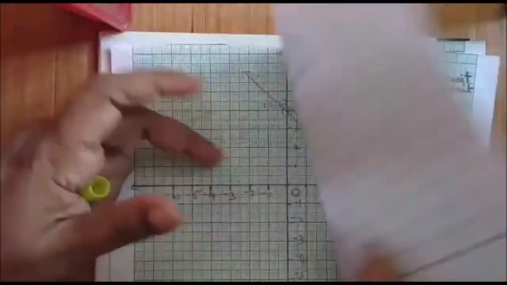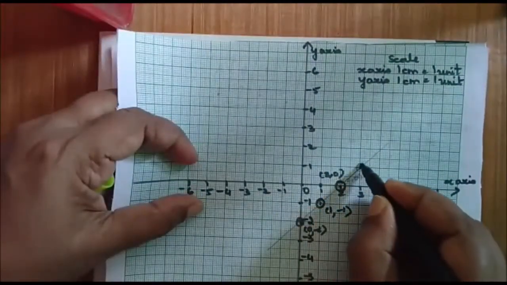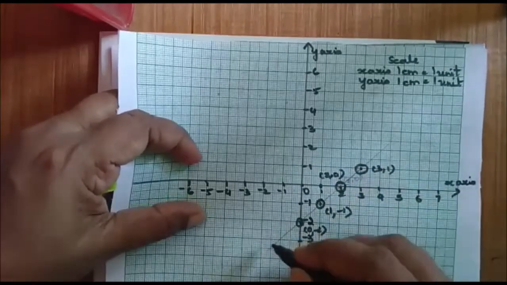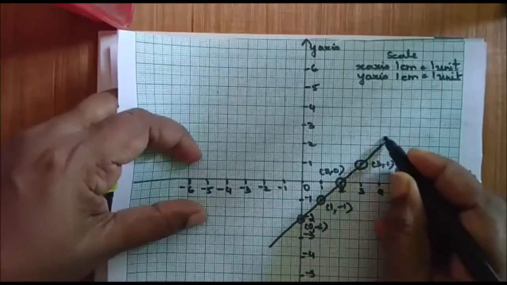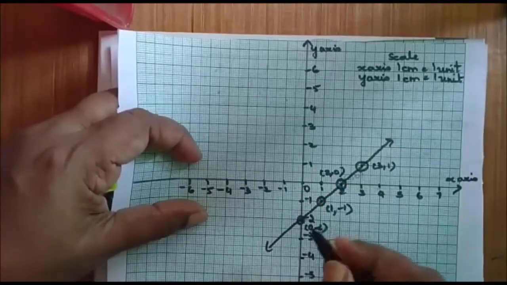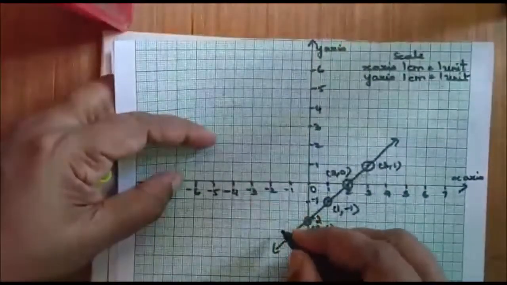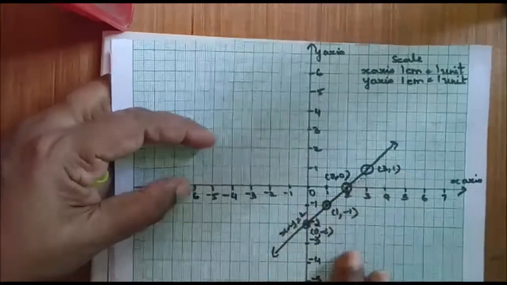The next one is 3 comma 1. 3 on the x-axis and 1 on the y-axis. So it is nothing but 3 comma 1. Now I will join all the points. So this is the graph for the equation x minus y equals to 2. I hope you get it.